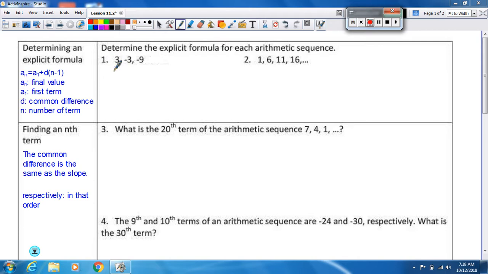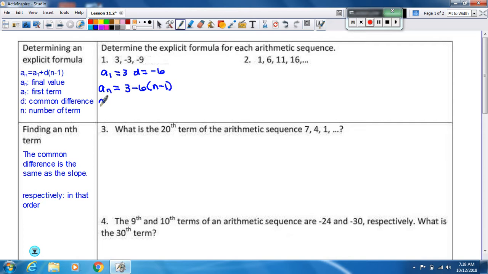So in this one, the first term, a_1, is 3, and if you study the pattern closely, it's subtracting 6 each time. So the common difference is subtracting 6. So that makes that a negative 6. Then you just use the general formula and start plugging things in. So a_n equals a_1, which is 3. The common difference is a negative 6. So even though the general formula says plus d, it's whatever sign the difference is. So minus 6 times the quantity n minus 1.